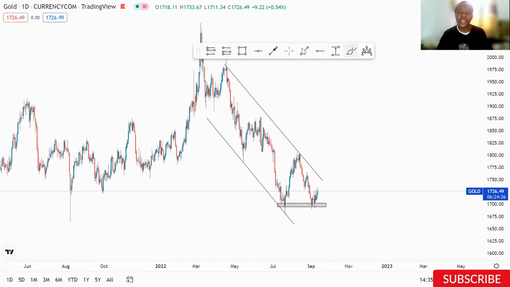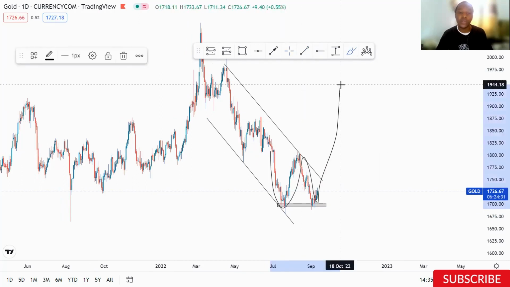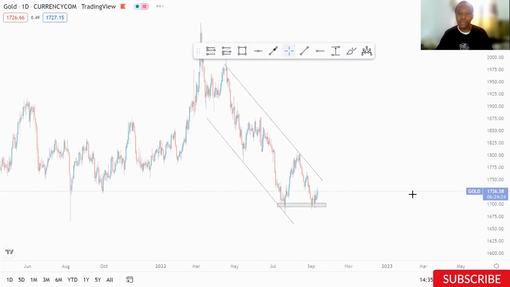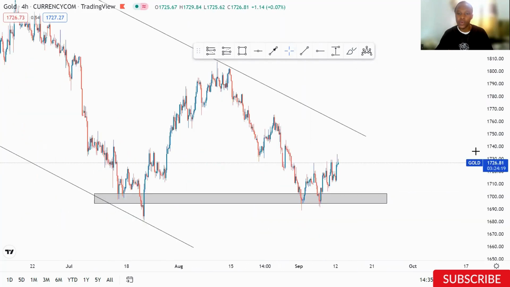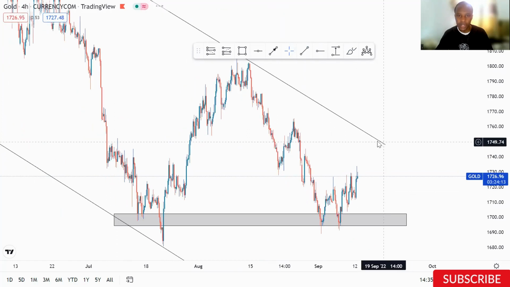Like I did say in the previous video, this could be a possible head-ish double bottom, but gold is just doing what it's doing, and I don't know what's going on. So let's go to the 4-hour time frame to see what's going on. So dropping it now to the 4-hour time frame, right? We need to mark now our levels correctly. We need to mark them correctly, right?